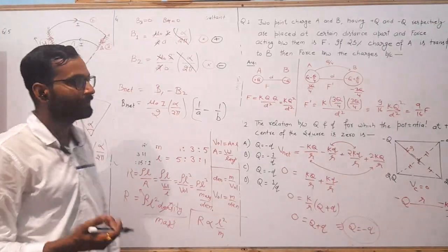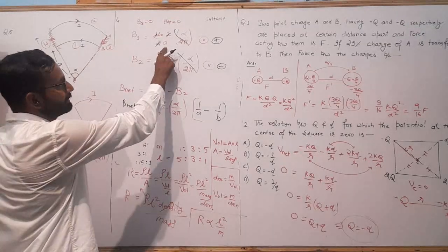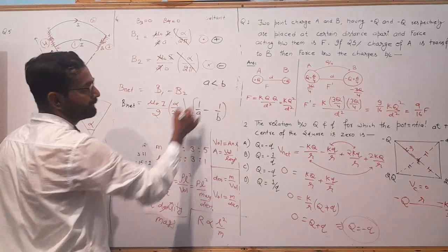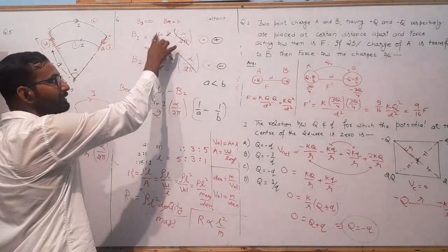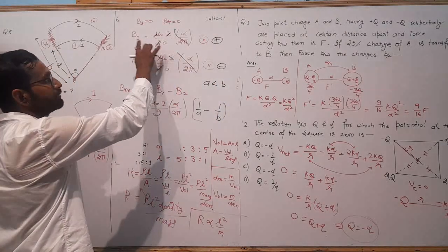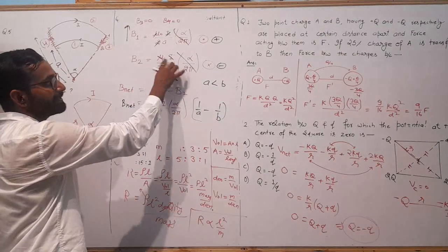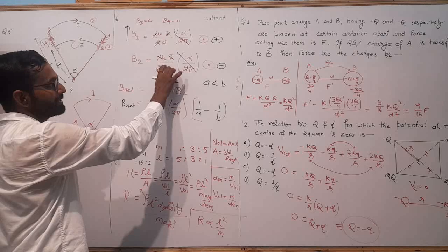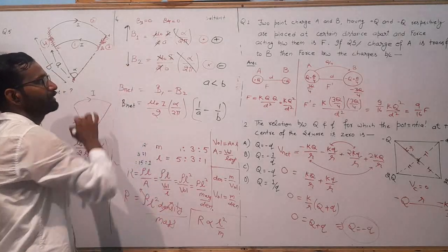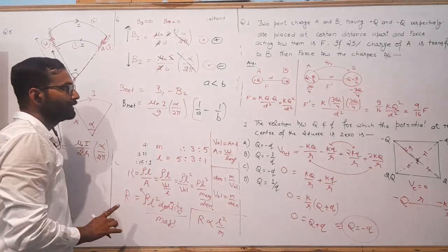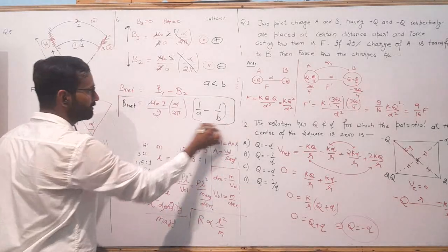Many students thought B net should be B2 minus B1. But, sir, listen carefully. A is less than B. A is smaller, so when divided by the same thing, 1 upon A will be higher. B is bigger, so when the same thing is divided by the bigger value, B2 is smaller. So B1 minus B2 is the correct answer. Okay, I hope this will be the answer.